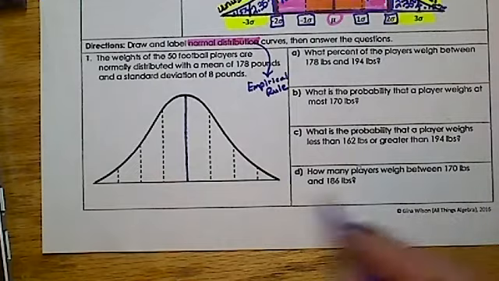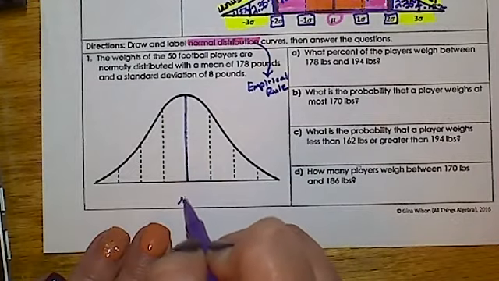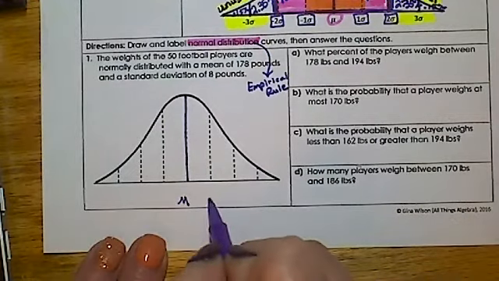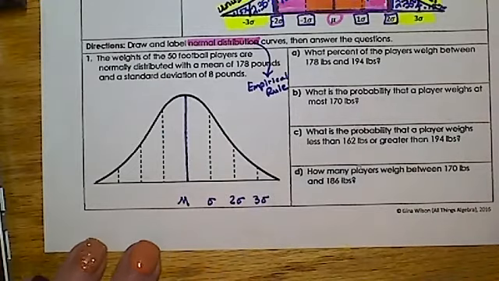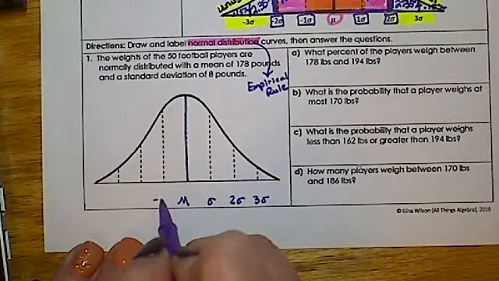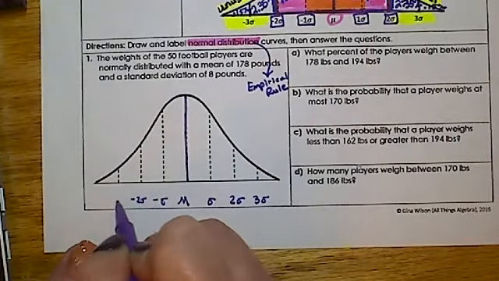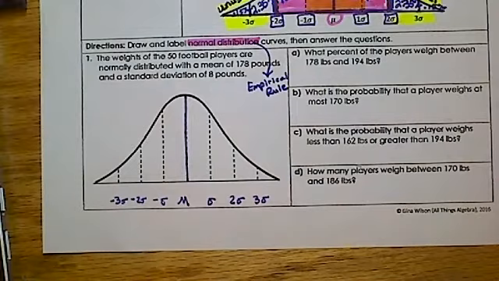Okay, so we're going to go first of all, and I'm going to put the mean here. We would go out 1, 2, 3 standard deviations to the right, and 3 standard deviations to the left.